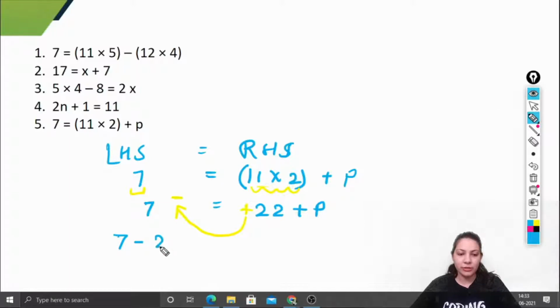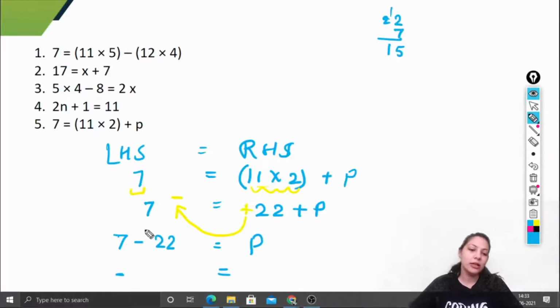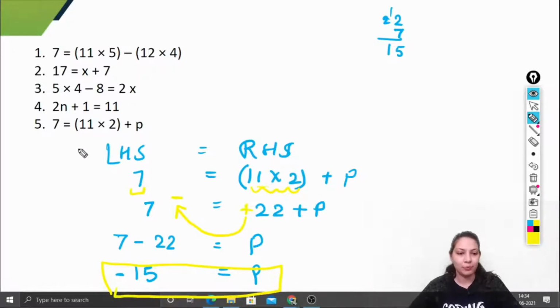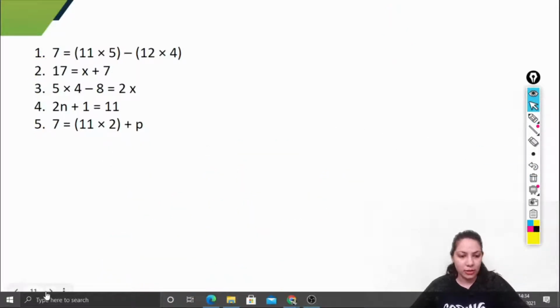Right here, 7 minus 22 equals plus p. Then 7 minus 22 will again result in a negative. We understood the sign rules in integers, and it will result as 22 minus 7. So let me write over here. 12 minus 7 will result as 5, and this will be 15. So it will result as minus 15, or we can say that p's value is minus 15. Okay, so just like this we solve our questions of equations.